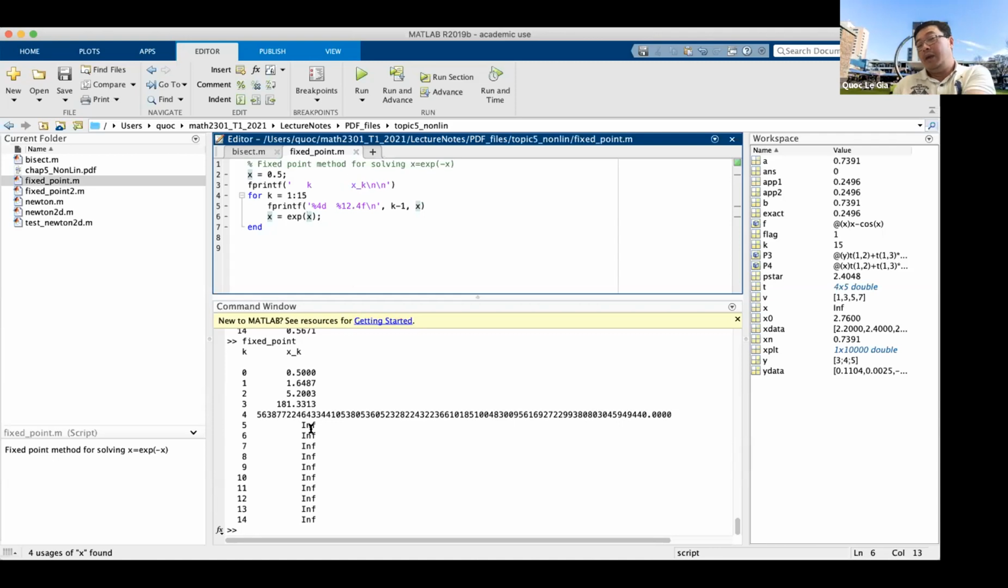So this method does not always converge. You see that you change the sign only, from minus to plus, and it just blows up. Okay, so what is going on here? We need to study the theory a bit.